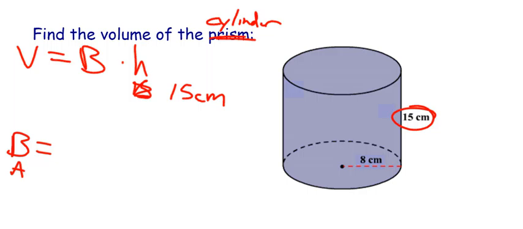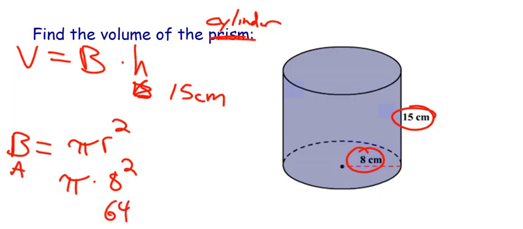The base of this prism, or the base of this cylinder, of course, is a circle. So we need the formula for the area of a circle. Area of a circle is pi r squared. Well, we're in luck here because we're given a radius of 8 centimeters. So that means pi times 8 squared. So 8 squared is 64. And now we're going to multiply by pi to give us our area of the circle.